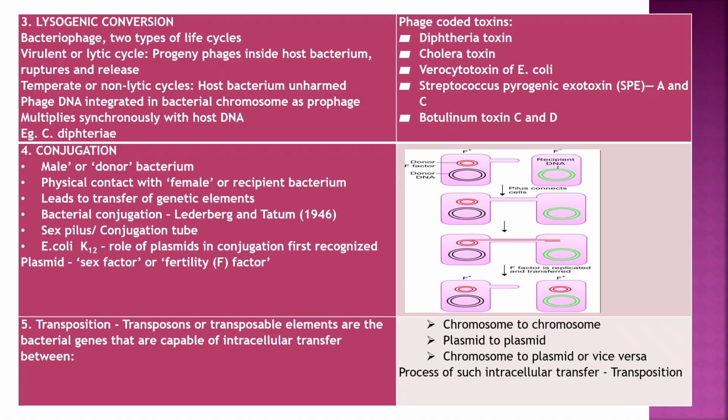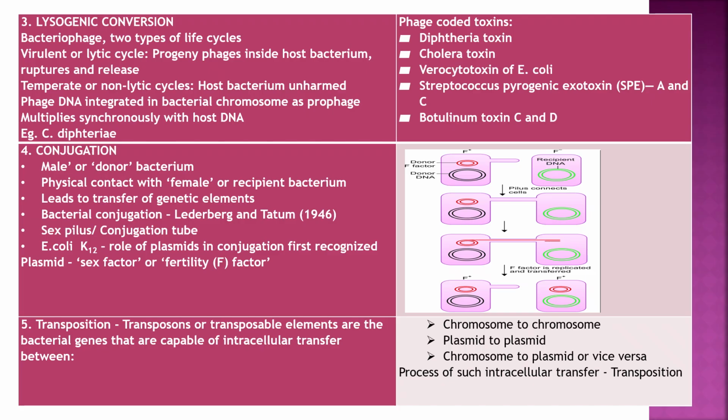The third is conjugation. A male or donor bacterium makes physical contact with a female or recipient bacterium, which leads to transfer of genetic elements through the conjugation tube. So, bacterial conjugation and sex pili or conjugation tube. E. coli K12. Role of plasmid in conjugation: first recognized plasmid is the sex factor or fertility F factor.